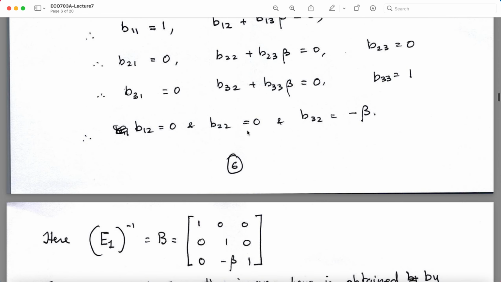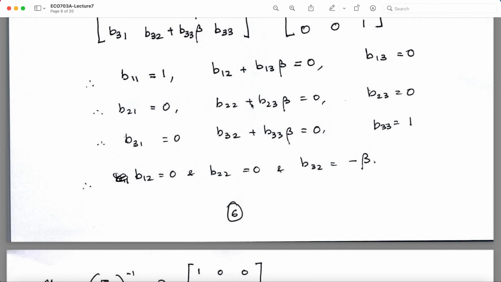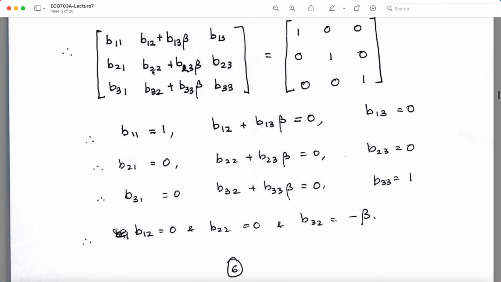So here I made a mistake. Now B22 is not 0, B22 is 1. So please correct these mistakes. B22 is not 0, B22 is 1, because you can see from here that B22 plus B23 into beta is actually equal to 1.